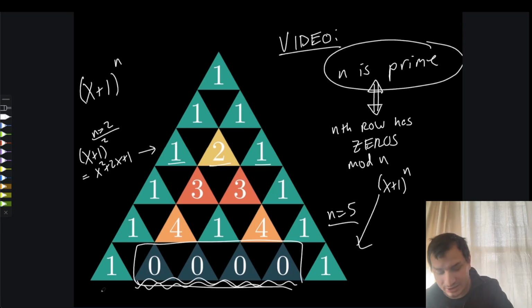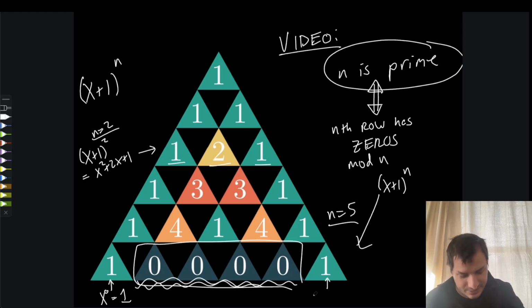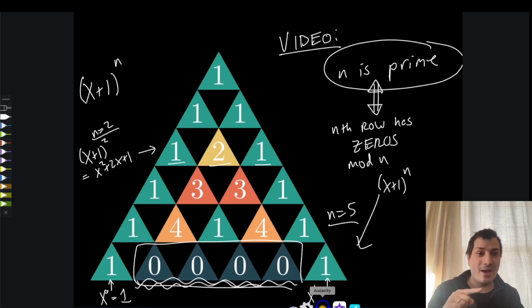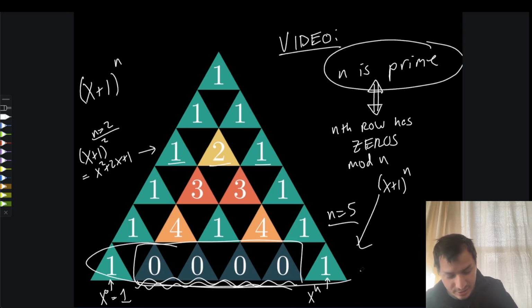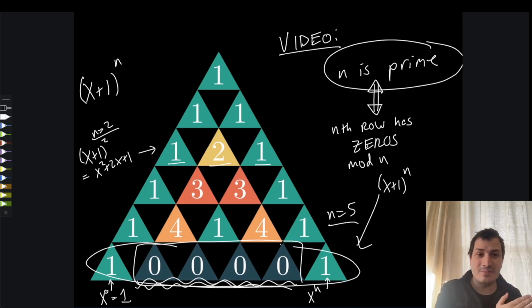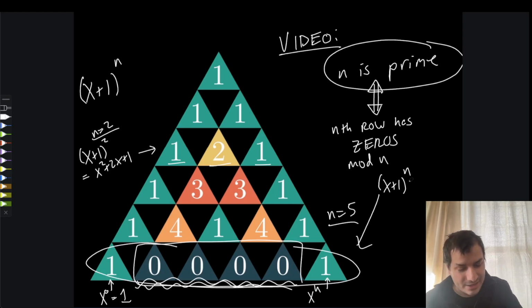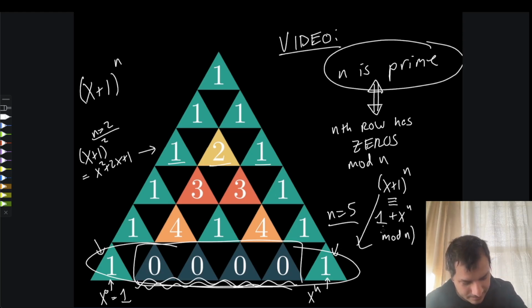Well, the only things are the 0th entry and the nth entry. The 0th entry is x to the power 0, which is a 1. And the nth entry is x to the power n. And so (x plus 1) to the power n, that's the entire row. But because we have all these zeros in the middle, looking mod n, we know (x plus 1) to the power n is equivalent to 1. Let me write it like this. 1, that's the 1 over here, plus x to the n. That's the x to the n over here. And that is all when you look mod n.